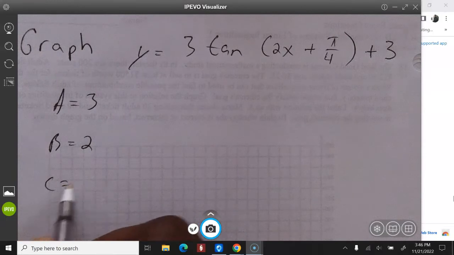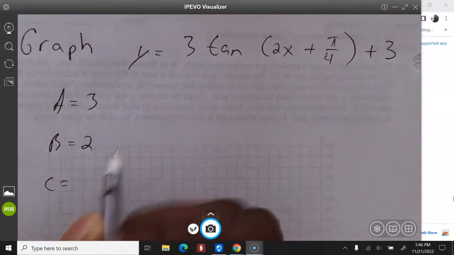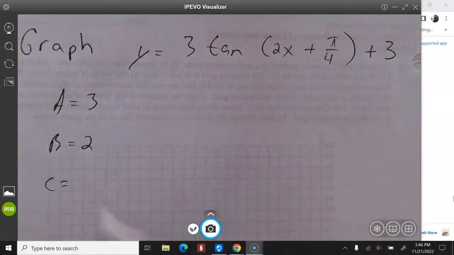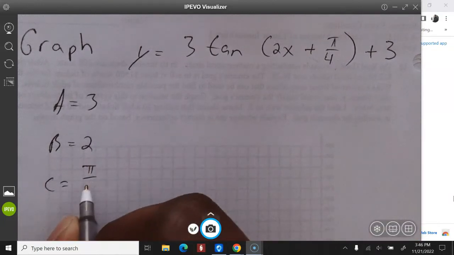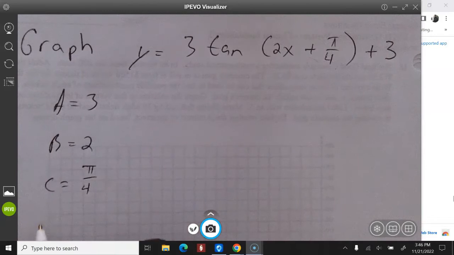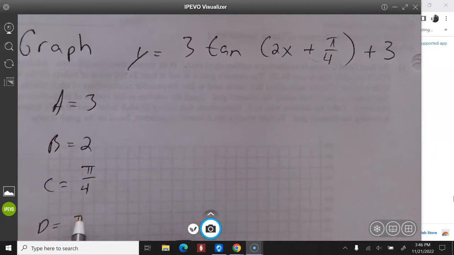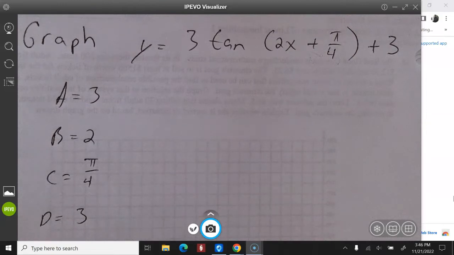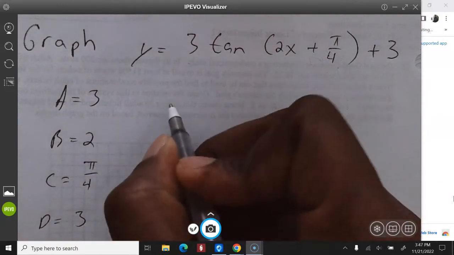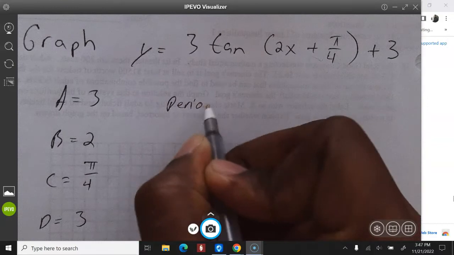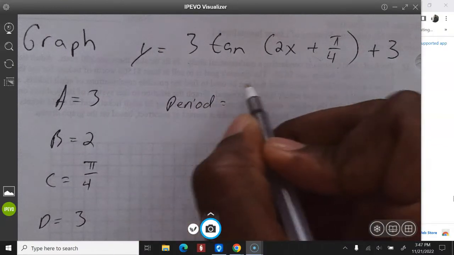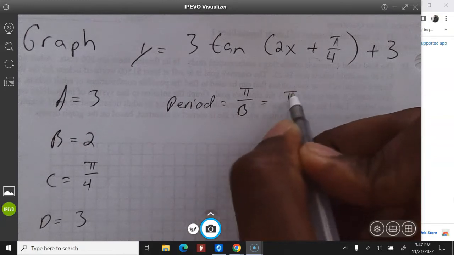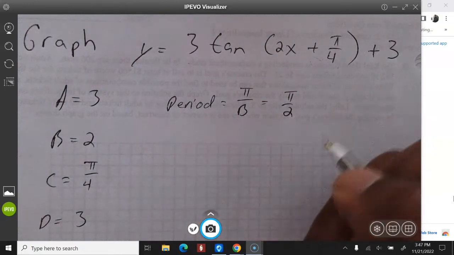And then c, in this case, I'm going to just call it whatever that sign says. C is going to be pi over 4. And then d is, of course, going to be 3. So before I actually get to graphing, let's decide what all these things are. If I know b is 2, I can find my period. The period of tan should be pi, but it's going to be pi divided by b. So in this problem, my period is pi divided by 2.